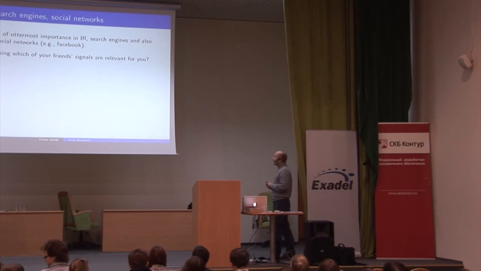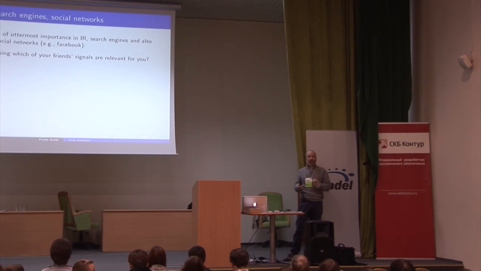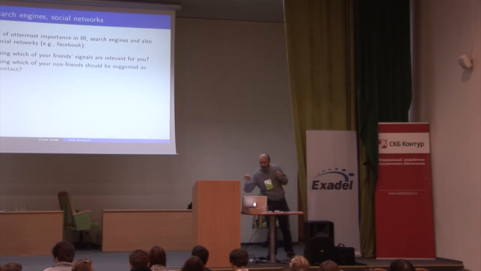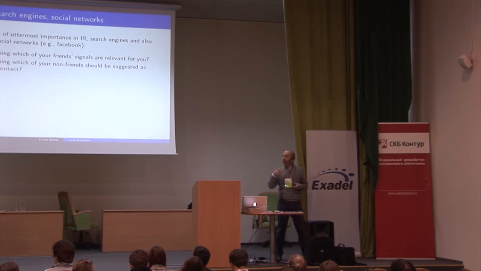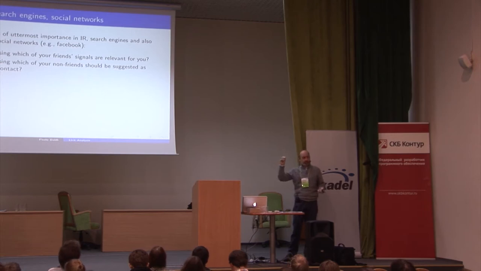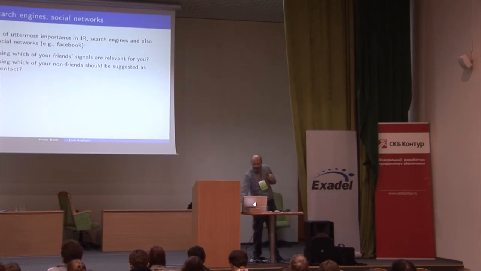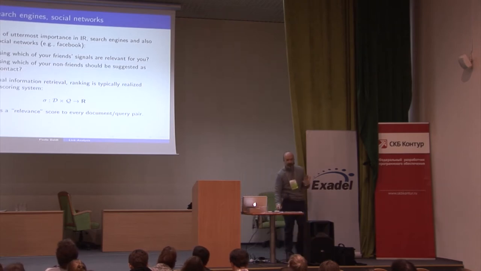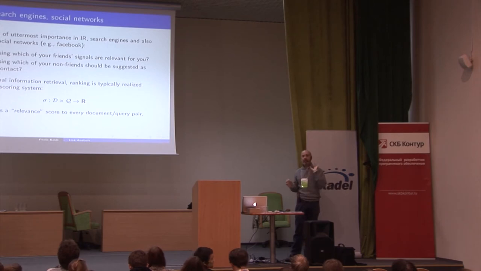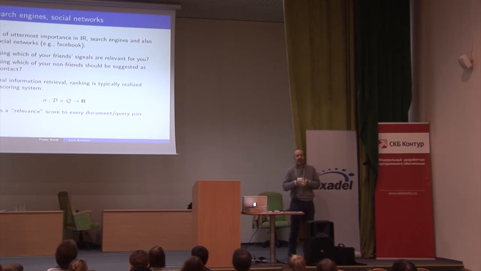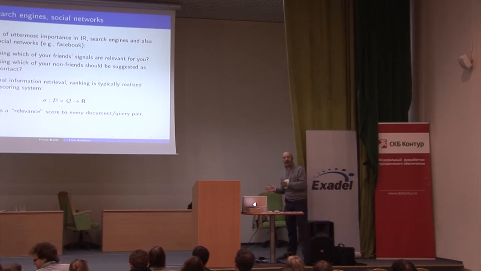So actually, this is the problem of choosing which of your friends' signals are more relevant to you, which is exactly like choosing the documents that are more relevant to a query. Another example is choosing which among your non-friends should be suggested. This may be a friend of yours. So this is an example of selection and ranking. This is very important because there are two separate things. One is selecting which documents are relevant for a query. And another problem is, once you have selected the documents that are relevant for a query, deciding in which order to show them to you. The second part of the problem is called ranking.